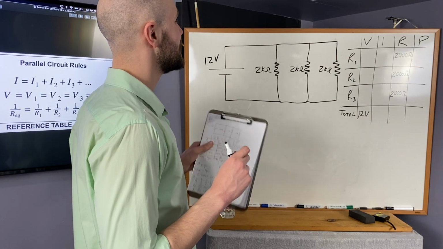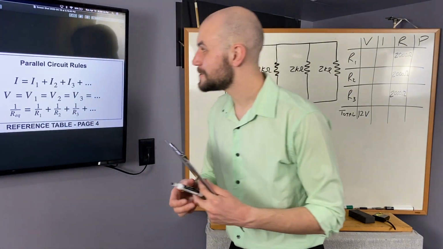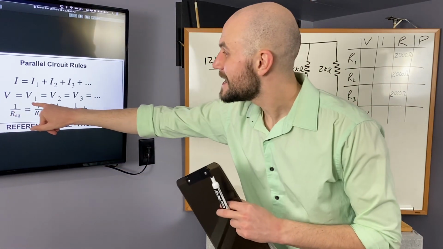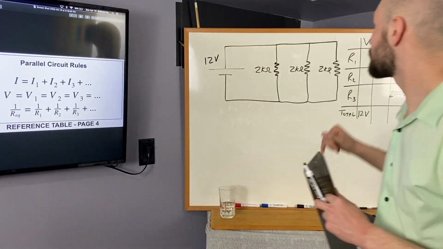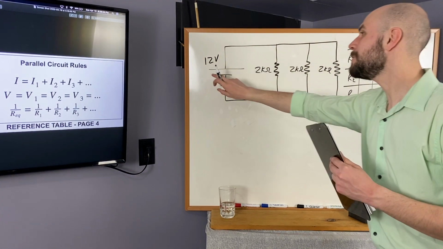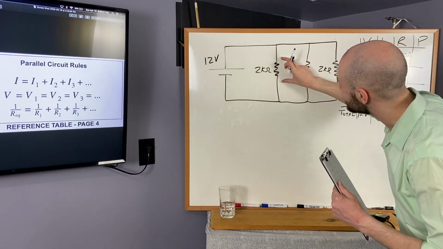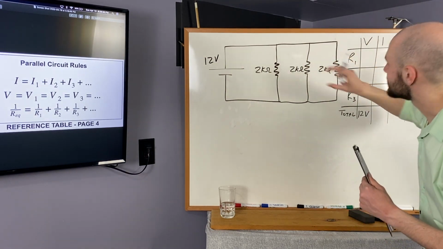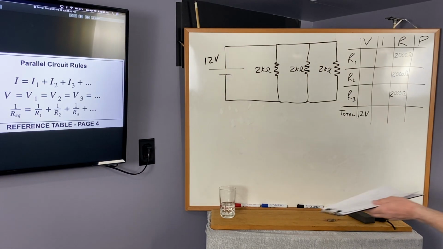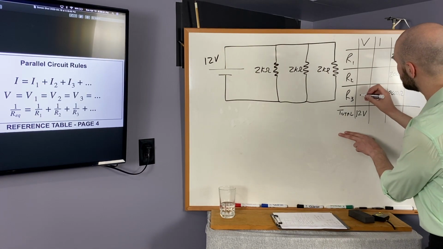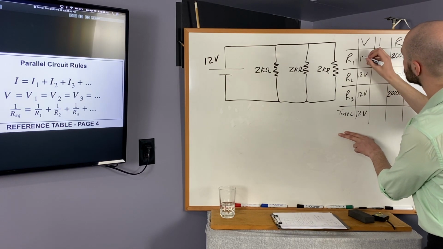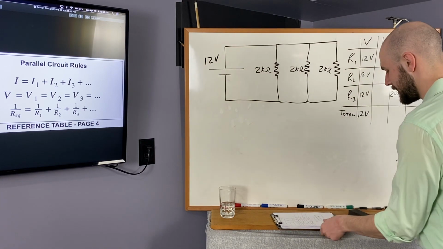Now, based on the voltage rule for parallel circuits, the total voltage supplied to the circuit is going to be equal to the voltage across each one of these components. There's a bunch of different closed loops here. So if the total voltage is 12, that means the voltage across this resistor is 12, the voltage across this resistor is 12, and the voltage across this resistor is 12. So all of these are going to be 12. That's different from our series connection.